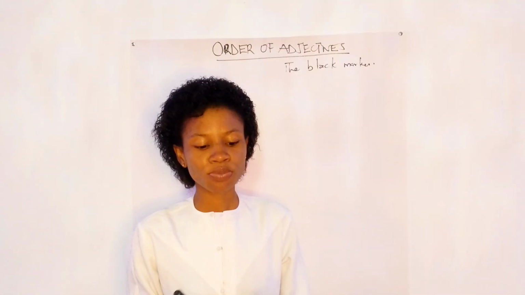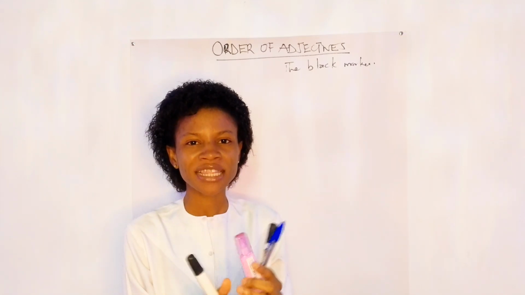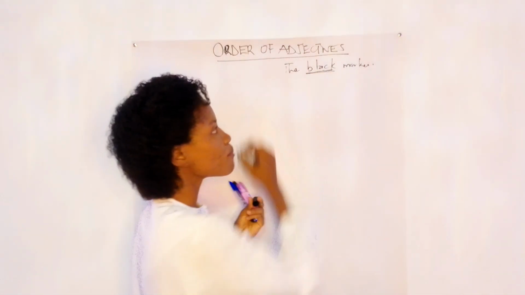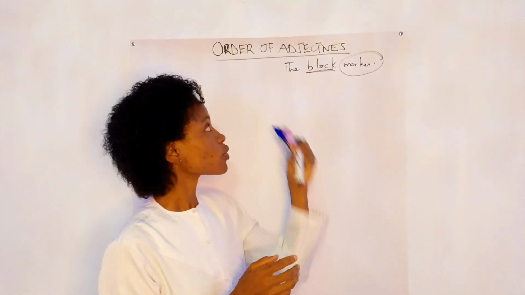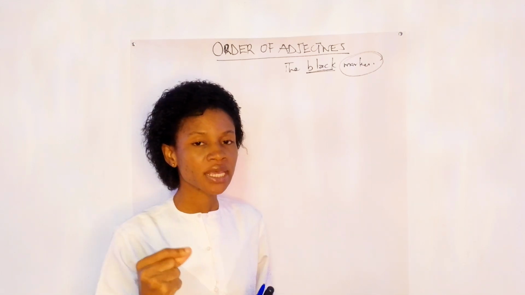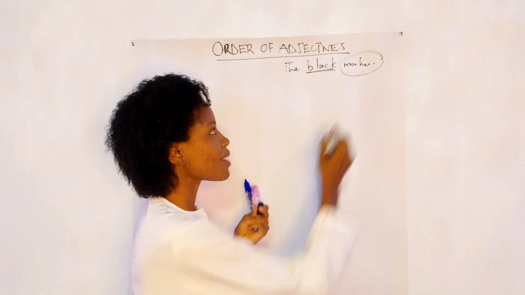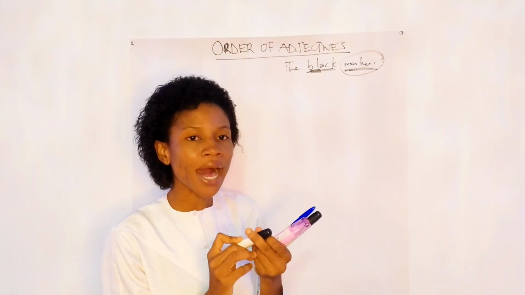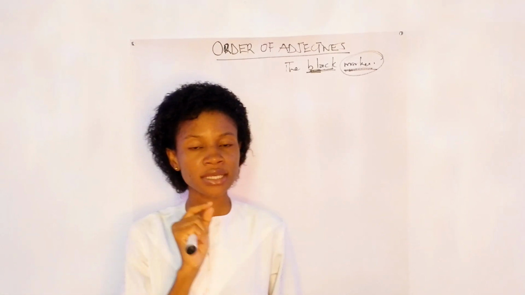How many markers did you place on the table? You placed four markers, but then you were specific that you need a black marker. So the black is describing the type of marker you want. Therefore, an adjective is a word that qualifies or describes a noun. What is a noun? A noun is the name of a person, animal, place, or a thing. So the marker here is a noun, and the black is describing the type of marker your student should get for you.